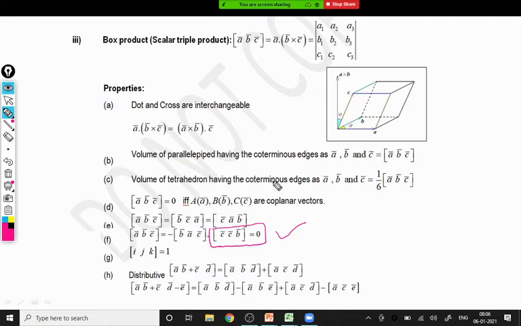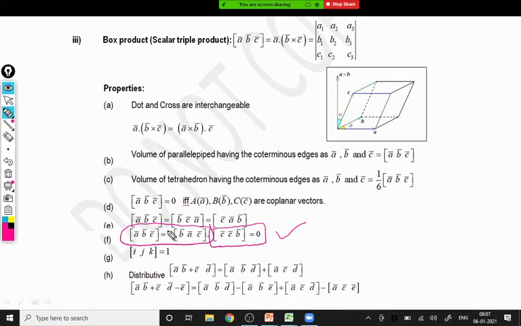If we interchange any two rows of a determinant, then the value of the determinant remains the same. Not correct. Negative. Yes, I told negative. If we interchange any two rows, then the value of the determinant changes in sign only. Because of that, we have this property. If you observe, if we change the position of any two vectors, if we interchange the positions of A and B, a minus sign appears outside the box product.